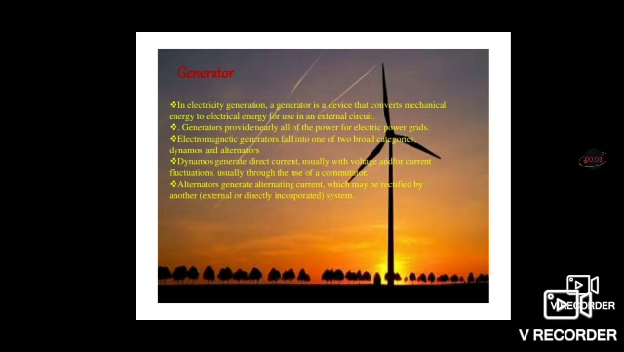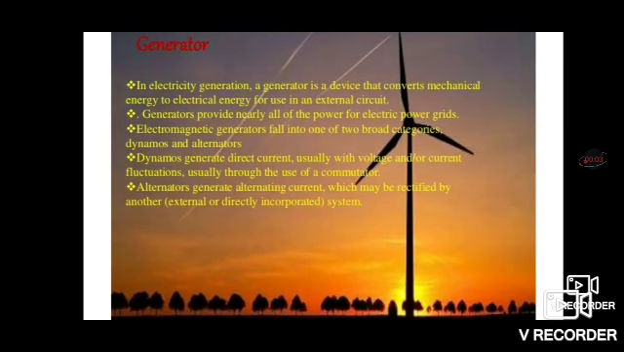Generators used in wind turbines. In electricity generation, a generator is a device that converts mechanical energy into electrical energy for use in an external circuit. Generators provide nearly all of the power for the electric power grids. Electromagnetic generators fall into one of two broad categories. One is dynamo and another one is alternator.